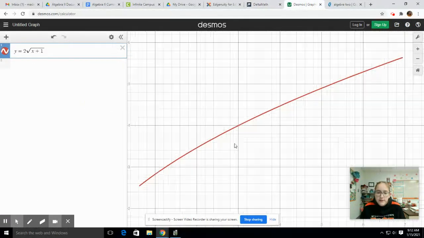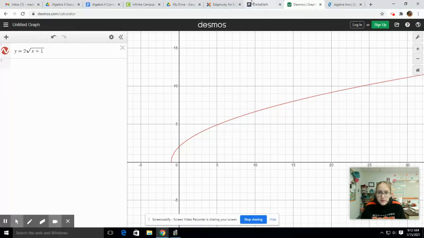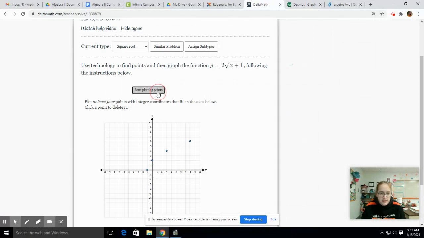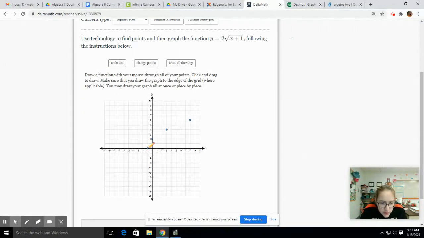So I'm going to go back to my graph. I'm going to zoom out just so I can get an idea of what it looks like. I'm going to hop into Delta Math and hit done plotting points. And then I know my graph goes this way. So I'm going to use my tool and I'm going to graph it. Oopsie, I kind of missed that point right there. So I'm going to start over. I'm going to erase all my drawings.